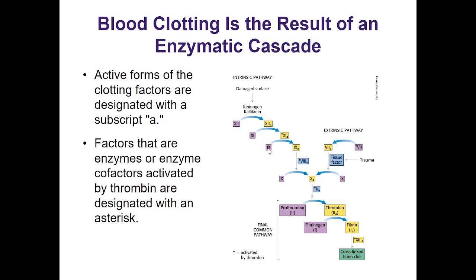See that? Okay. So the factors that are enzymes or enzyme cofactors activated by thrombin are going to be designated with an asterisk. So we look at this asterisk here, and what does that asterisk mean? Activated by thrombin. You got it. Notice those are kind of key steps, down here as well, and up here as well.